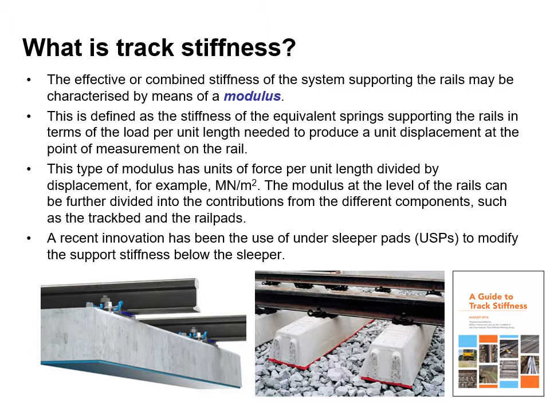The modulus at the level of the rails can be further divided into the contributions from the different components, such as the track bed and the rail pads. A recent innovation has been the use of under-sleeper pads, and we can see a couple of photographs of these below. They modify the support stiffness below the sleeper.